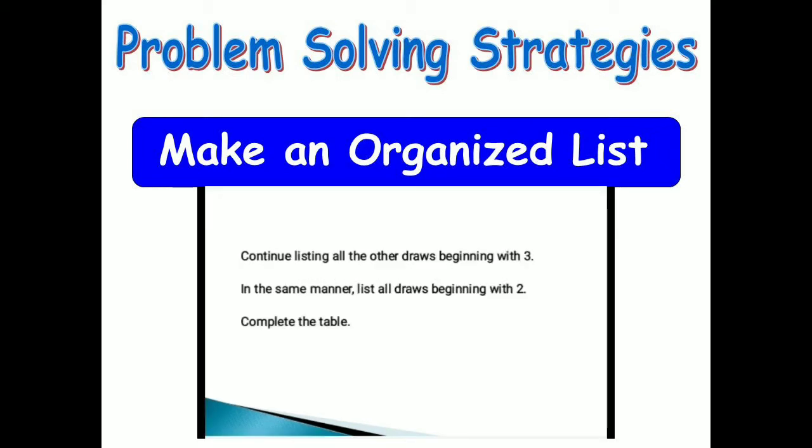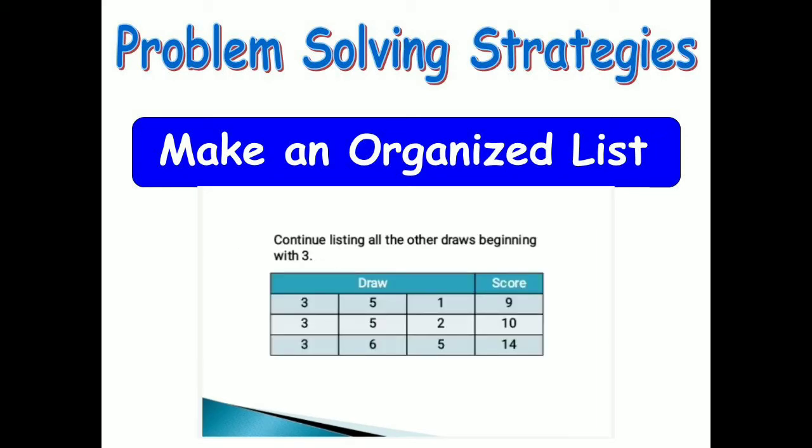Now, let us continue listing all the other draws beginning with 3. In the same manner, list all draws beginning with 2. So let us complete the tables. Here's the first table. As you can see, it will be completed. We have 3, 5, 1. And the second, we have 3, 5, 2. And the third, we have 3, 6, 5. And our scores are 9, 10, and 14.